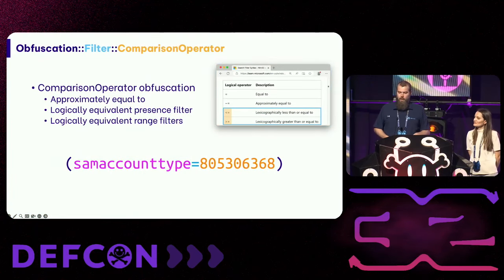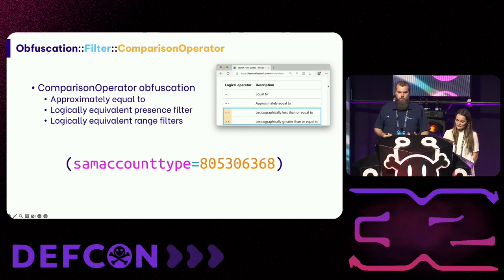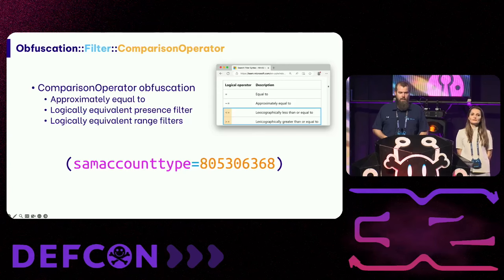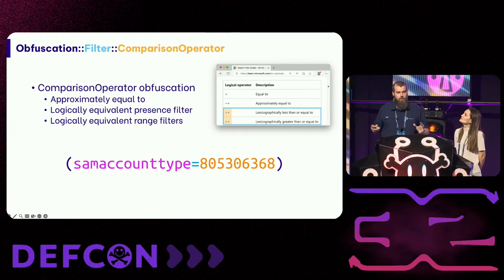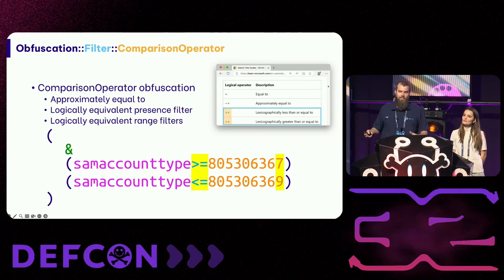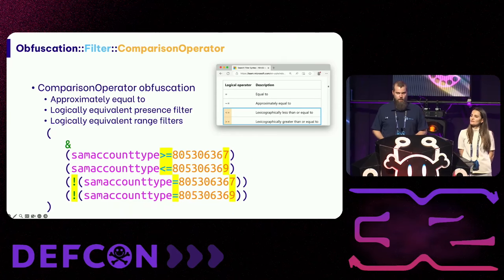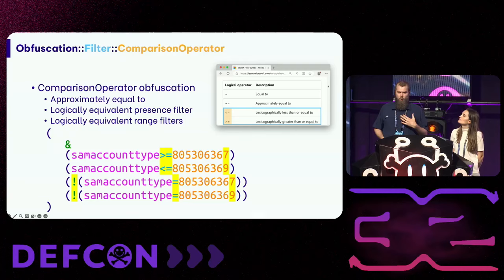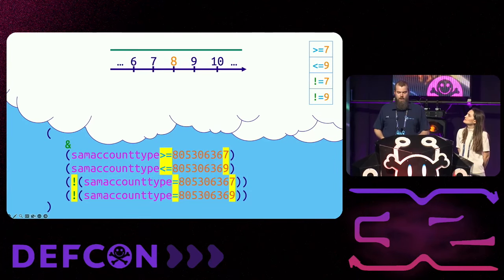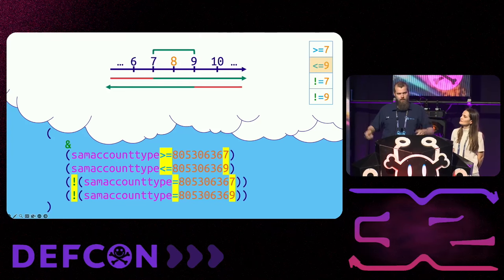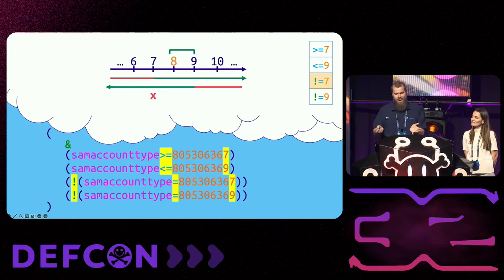Another thing we can do is use the range filters for precise values. So SAM account type equals this number ending with 368. This is another bitwise value, but let's say that detections were looking at this. Instead of saying ends with 368, you could say greater than or equal to 7, less than or equal to 9, and then specifically exclude the 7 and 9, so logically you're left with an 8. If you're like me and are a more visual person, I like to think of it as a timeline: greater than or equal to 7, less than or equal to 9, and then let's just pop off the 7 and 9, so you're left with the 8.